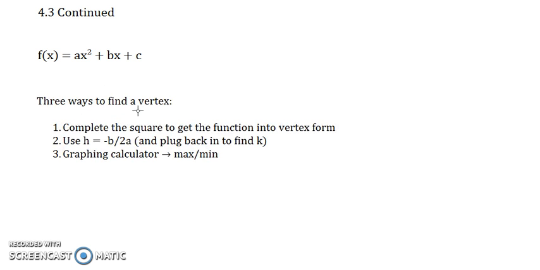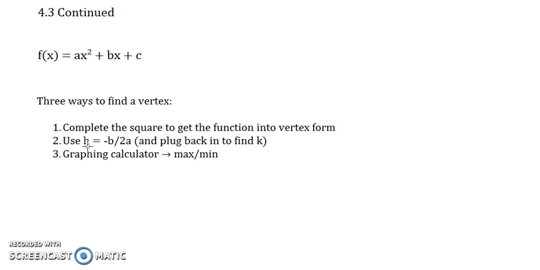Well, it turns out there are three different ways to find a vertex. One is to complete the square on this function in order to get it into vertex form. We've seen completing the square a couple of times. This one is very similar to the other ways that we've seen it.